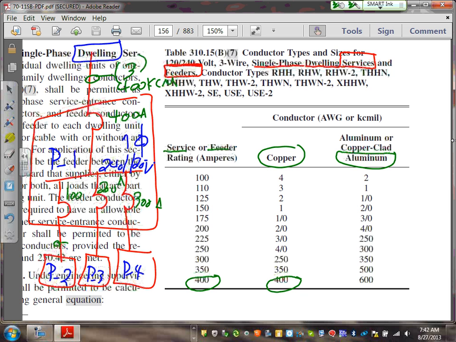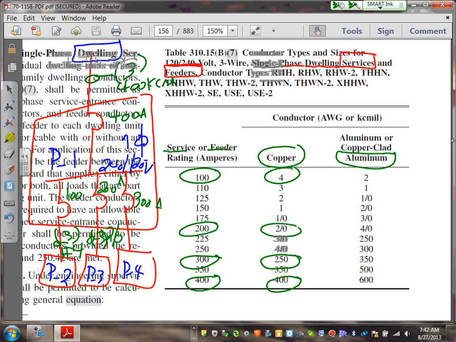So let's now take this one. Here's my 100. What size conductor? Number 4. How many? Three conductors, number 4. Let's go to this guy. This guy is 200 amp. Here's my 200 amp. What size conductor? 2-aught. So this will be three conductors of 2-aught. And the last one, I have 300, here's my 300, 250. So this will be three conductors, 250 kcm.